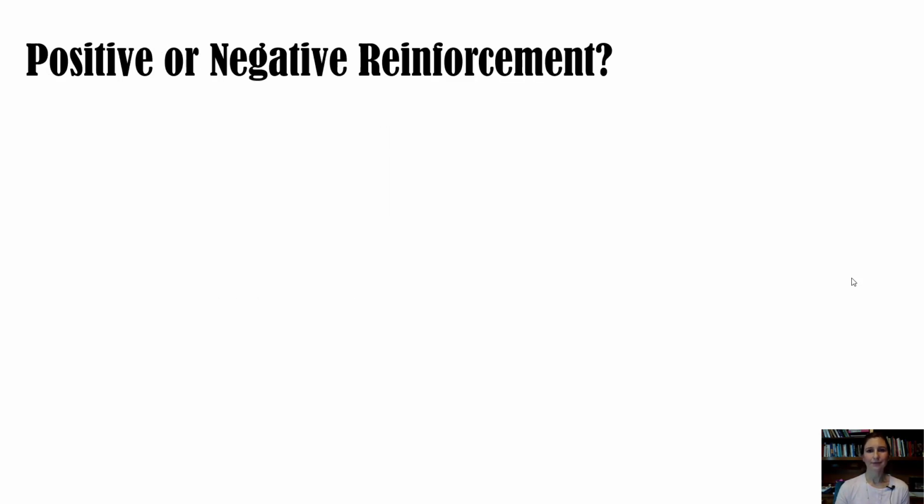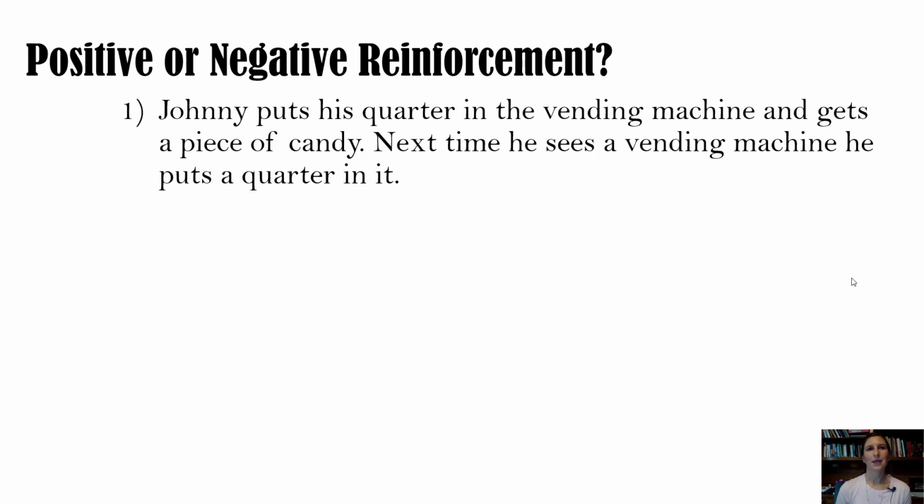All right. So I want you guys to tell me positive or negative reinforcement. Johnny puts his quarter in the vending machine and gets a piece of candy. Next time he sees a vending machine, he puts a quarter in it. So the behavior is putting a quarter in the vending machine. It's increasing, so we know it's reinforcement. And after he puts his quarter in, you have to figure out, is something getting added or removed? And in this example, something gets added, so he gets a piece of candy. So this would be positive reinforcement.